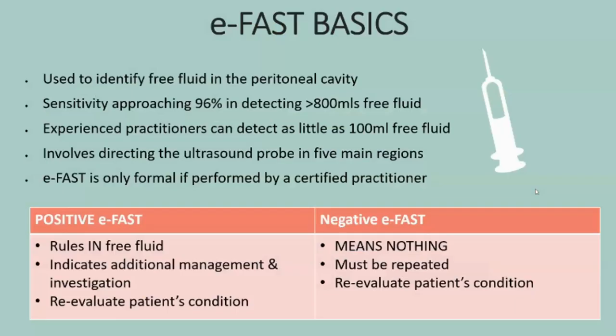So the basics of EFAST. The main point of EFAST is that it's used to identify free fluid in the peritoneal cavity. The sensitivity is approaching 96% in detecting as little as 800 mils of free fluid. Experienced practitioners can detect as little as 100 mils of free fluid. It involves detecting and directing the ultrasound probe in 5 main regions, which we'll get to just now.